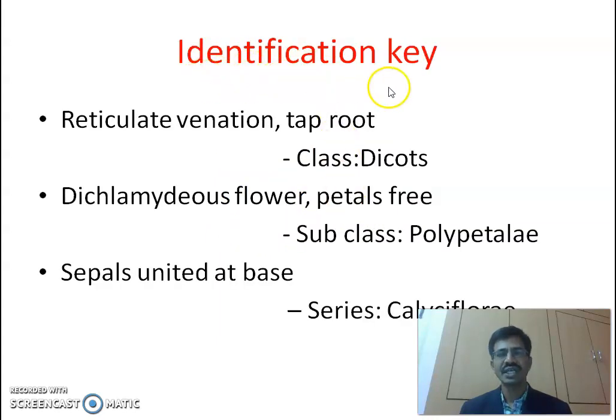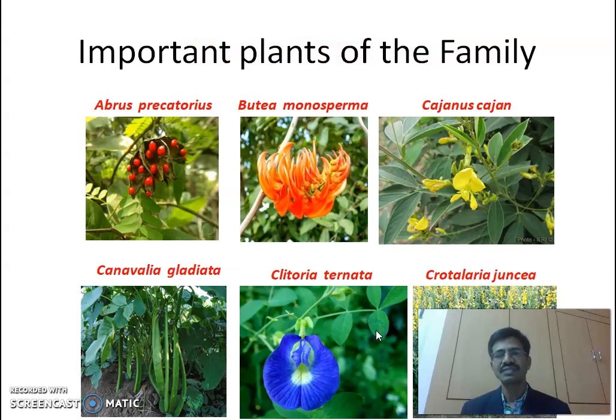And identification key: due to the reticulate venation and taproot system, it belongs to the class Dicots. Due to dichlamydous flowers and petals free, it belongs to subclass Polypetalae, and sepals are united at the base, so it belongs to the series Caliciflorae.